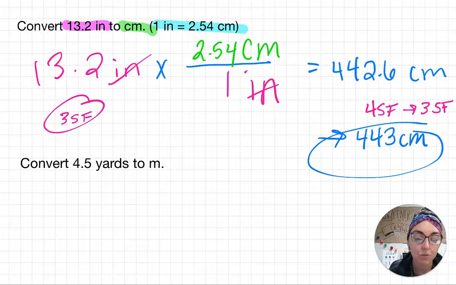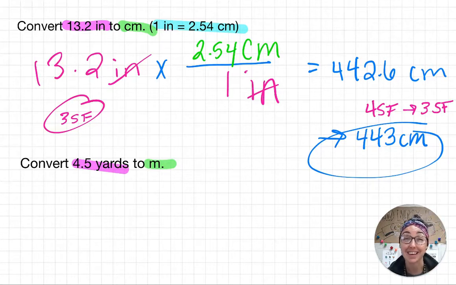Okay, this next one, I'm going to take you on a little trip here. So I have 4.5 yards, and I want to convert that to meters. This one is going to be a lot of steps because it doesn't give me any unit ratios. So I'm going to do the best I can with what I know to get there, but it might take me a lot of steps.